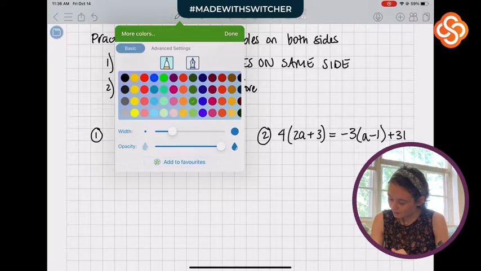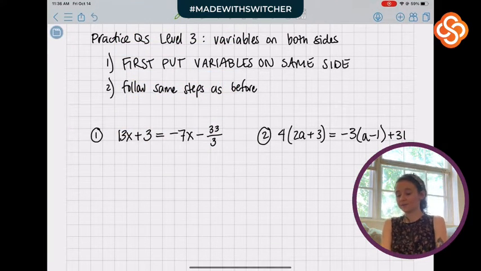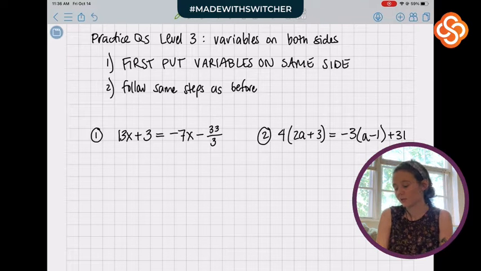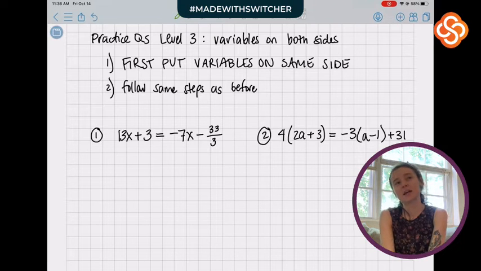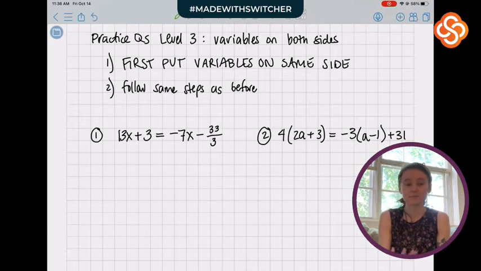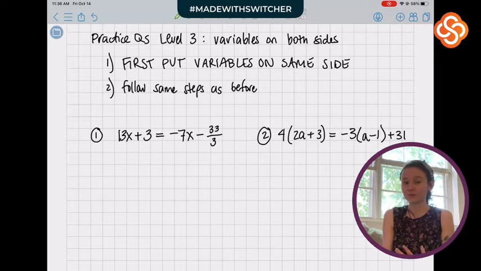Okay, and now for part 3. Practice questions level 3, variables on both sides. So that's kind of the main thing that I've noticed in Algebra 1 for ninth graders: the questions they love to throw at you just have variables on both sides. And people are like, oh my God, that's too crazy. But it's really not. You just have to practice it so you're familiar with it.